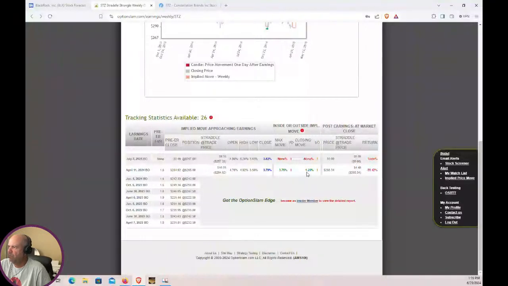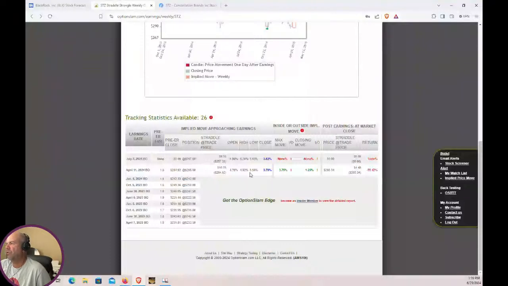Closing move 1.29% inside the implied movement. So price is 268, and the straddle actually lost 55%. It closed at 448. The stock was 268, so it's only an increase of 4 points on the stock. So the straddle lost half the price. So it was not a good play in this one.